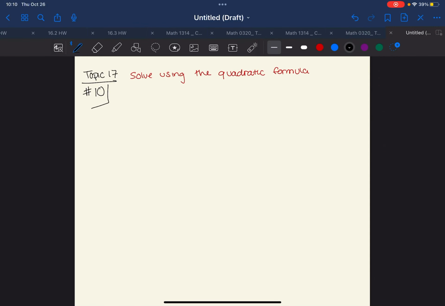This is topic 17, example number 10. It wants us to solve using the quadratic formula. And our problem here is 2x squared plus 8 is equal to negative 3x plus 1/2. So before we can start anything, we need to make sure that this equation is in standard form. So it needs to be in the form ax squared plus bx plus c equals 0.